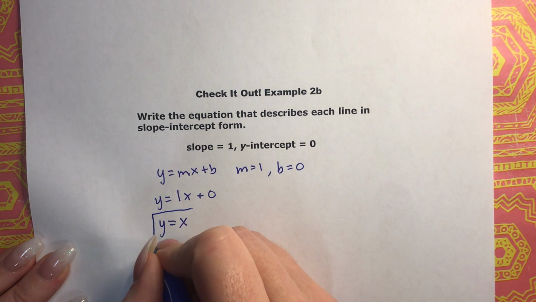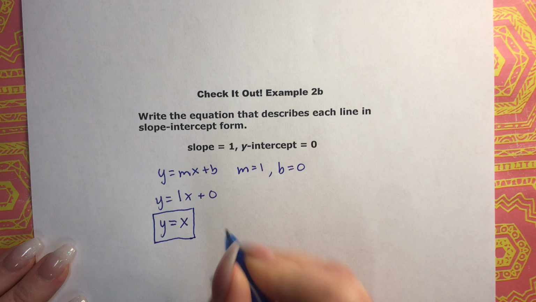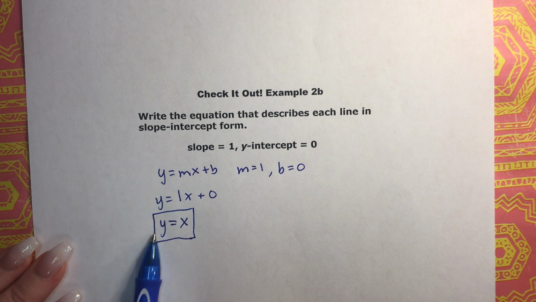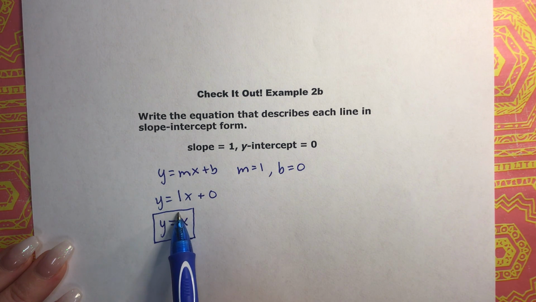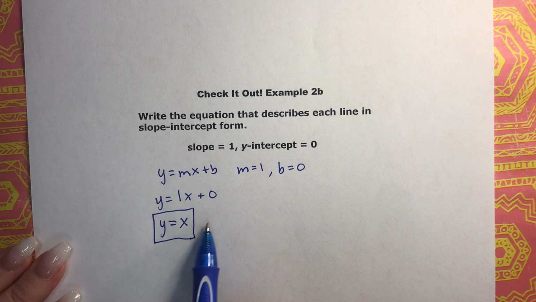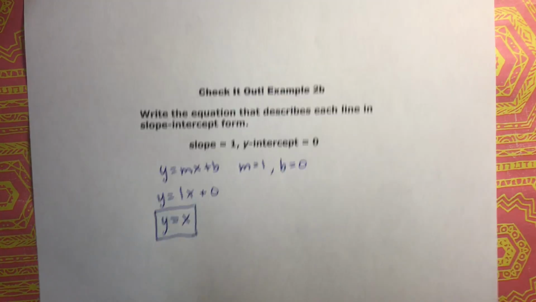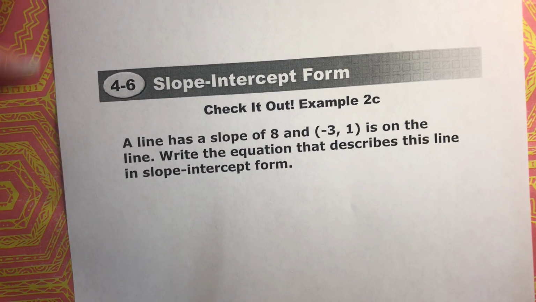So really, this is how we're going to write our final answer. So if your answer is this, make sure you simplify it. So this is the answer. You see that the slope is 1. There's no number, so we know that there's a 1 there, 1 over 1. And then there's no number on the outside here, so we know that there's 0 there, and our y-intercept is 0. Okay, perfect. Let's look at the next example here.